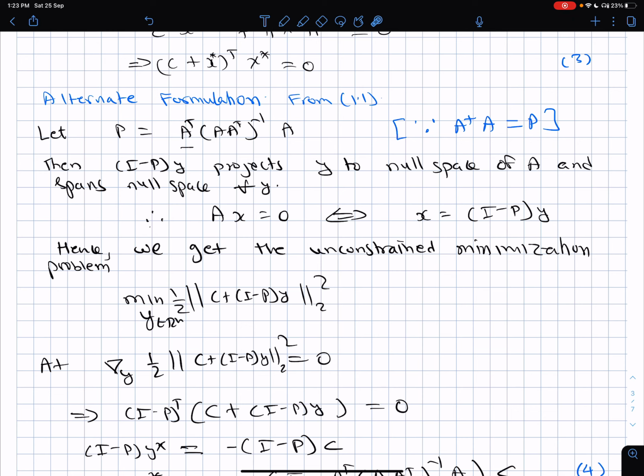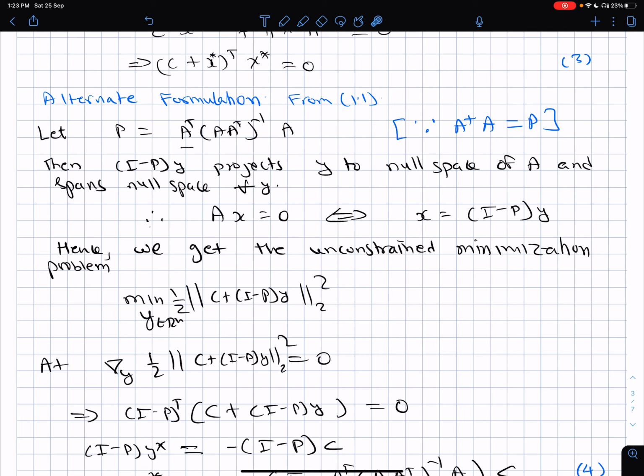Once we know that x can be written simply as I minus P times y with the appropriate projection matrix P, we can just substitute that in the objective function and convert this problem into an unconstrained minimization problem. So in C plus x, I am going to substitute x as I minus P times y and convert this problem into: minimize over y in Rn half of the square of the length of C plus I minus P times y.